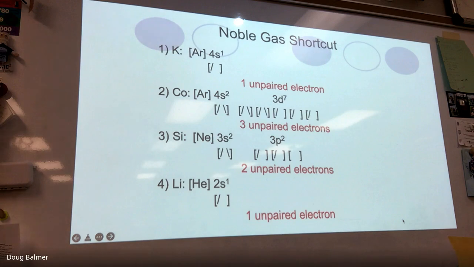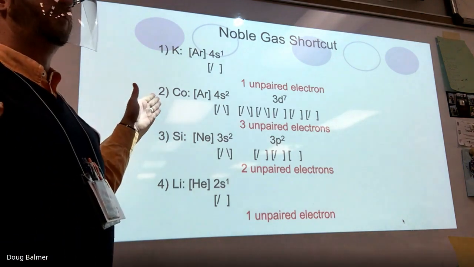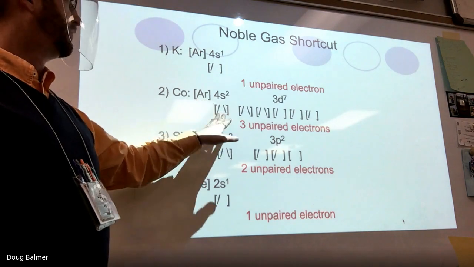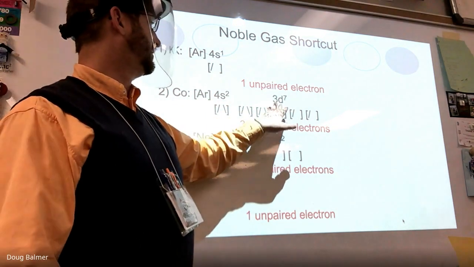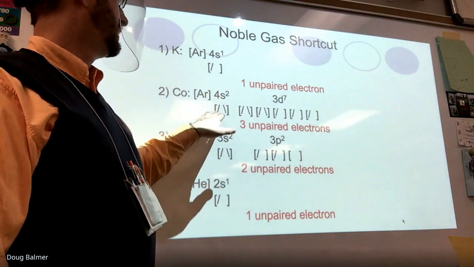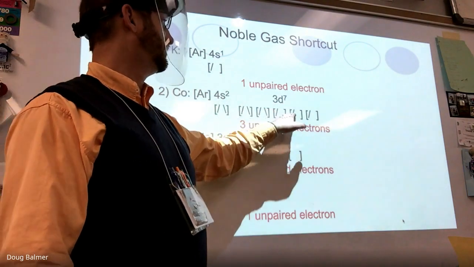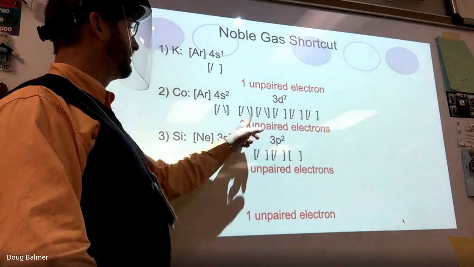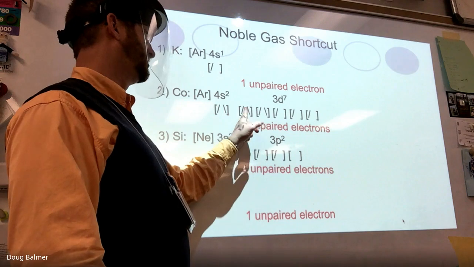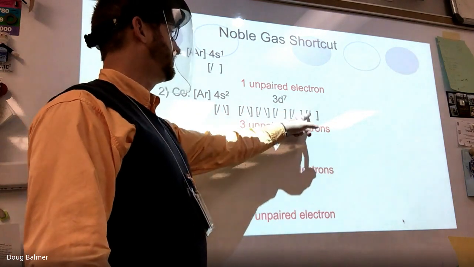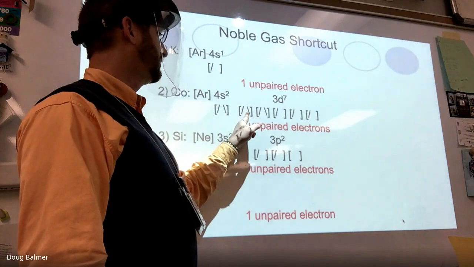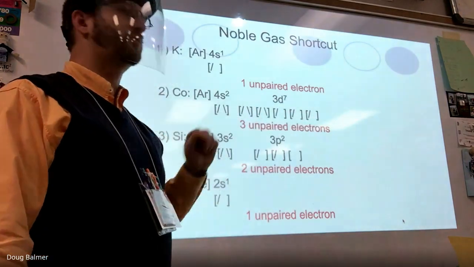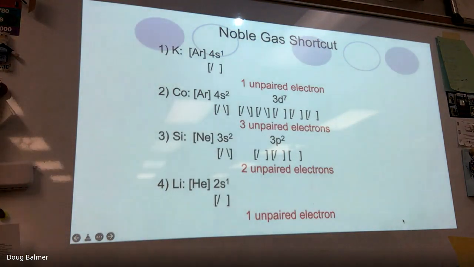Question 2A. For cobalt, rather than listing out all 27 electrons, again, we'll start out with argon. And then we go 4s2, 3d7. S gets 1 box. D gets 1, 2, 3, 4, 5 boxes. And again, it is Hund's rule that says you put the 7 electrons in there individually. 1, 2, 3, 4, 5. Now you go back, paired up 6 and 7. And because of this picture, there's 1, 2, 3 electrons without a partner. Any questions on 2A?